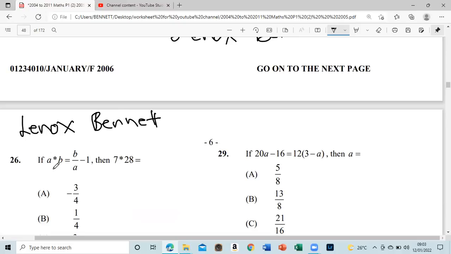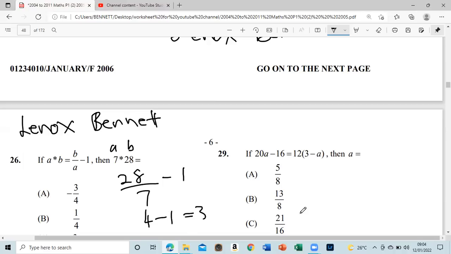All right, if A asterisk B is equal to B over A minus 1, I'm gonna put it. This is A. This will be, guys, 28 over 7. Remember the BODMAS rule, we have to divide first, that's 4. 7 times 4 is 28 minus 1. I don't want to say 3, but the answer is 3.